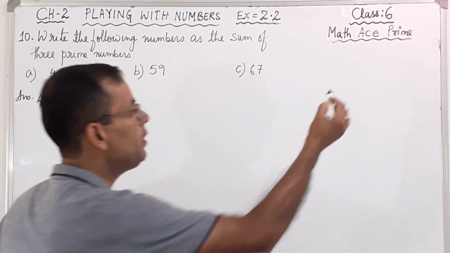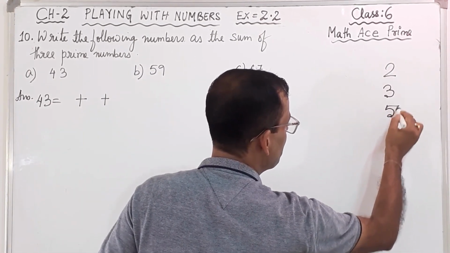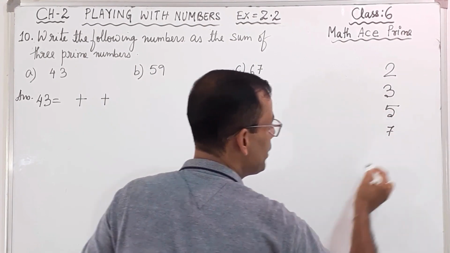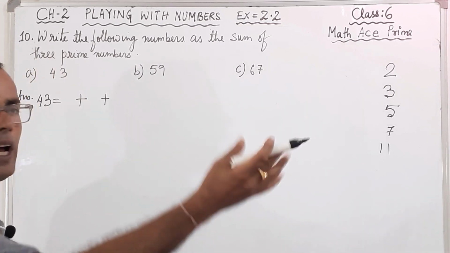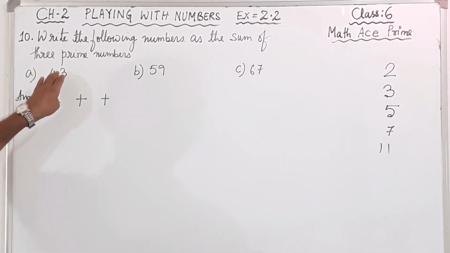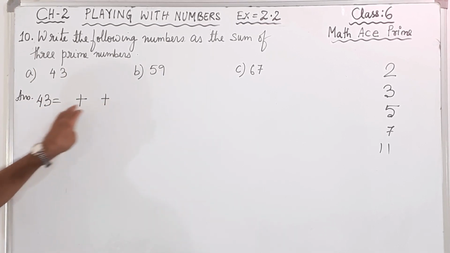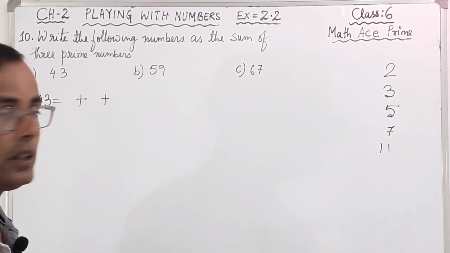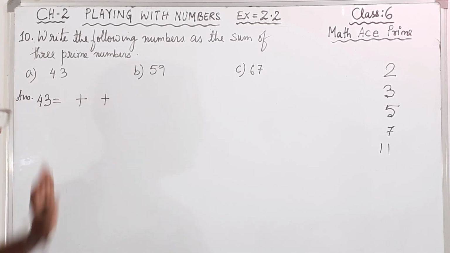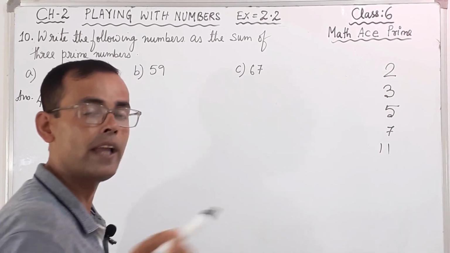Now prime numbers are what? 2 is a prime number, 3 is a prime number, 5 is a prime number, 7 is a prime number, 11 is a prime number. So these are all prime numbers. More are there, I am not writing. But when you will show that 43 is a sum of three prime numbers, then here you have to take the prime numbers which are less than 43, not more than 43. So if you want to take it less, then let us take the smallest one from here.